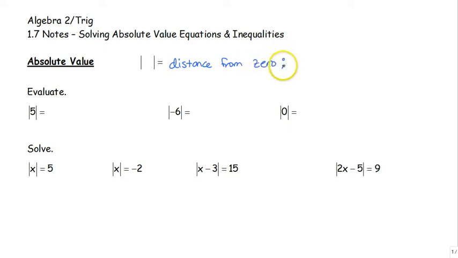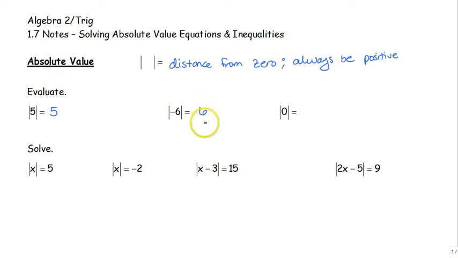And one thing that's very, very important to always remember about absolute value is that it's always going to be positive, no matter what. When you evaluate absolute value, it's going to be positive. So the absolute value of 5: how far away from 0 is it? It's 5 spots away from 0. Negative 6: how far away from 0 is negative 6? It is 6 spots away.